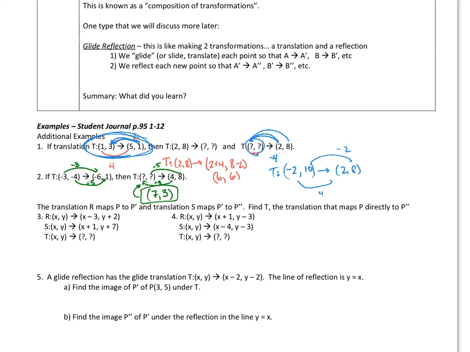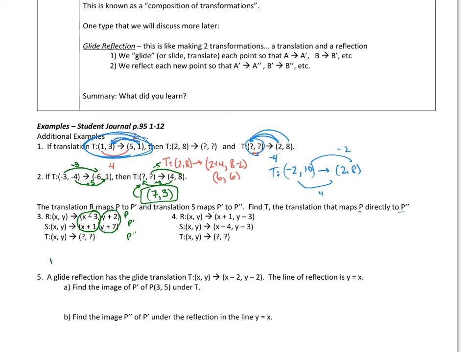Okay. The translation R maps P to P prime, and S maps P prime to P double prime. So now we have two things going on. Find T, the translation that maps P directly to P double prime. So R is from P to P prime, and then S goes to P double prime. So together, to map the whole thing, I'm going to add the X corresponding values, add the Y corresponding values.